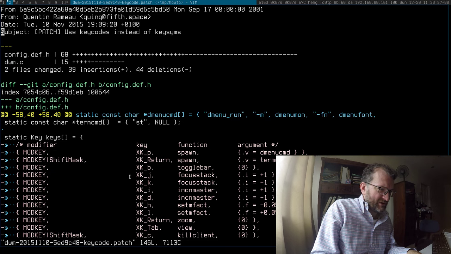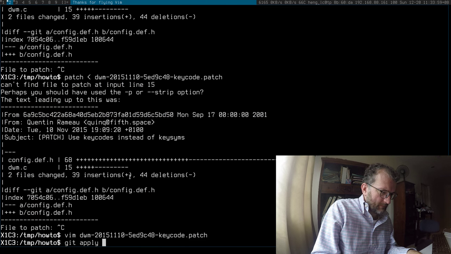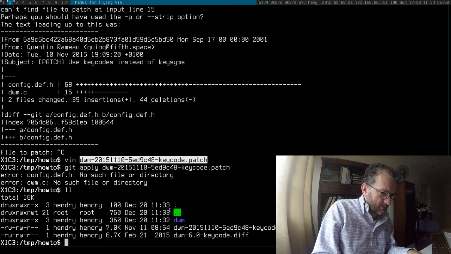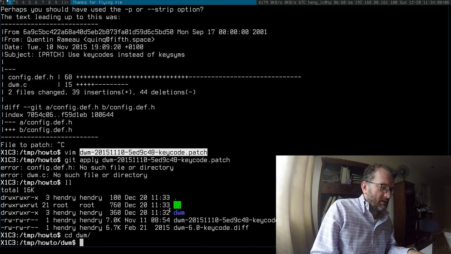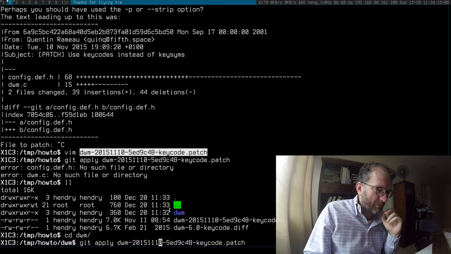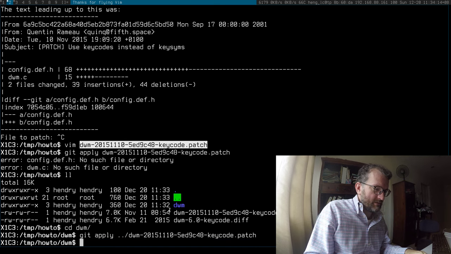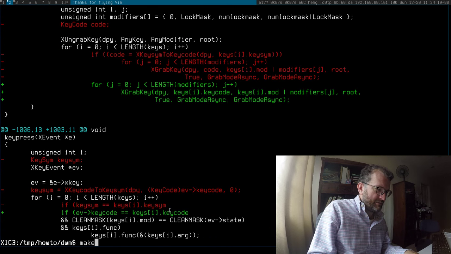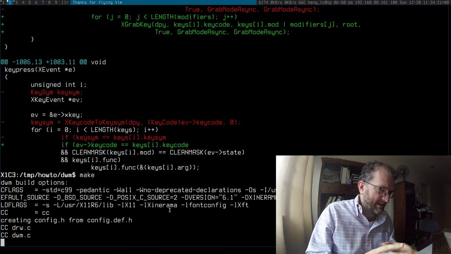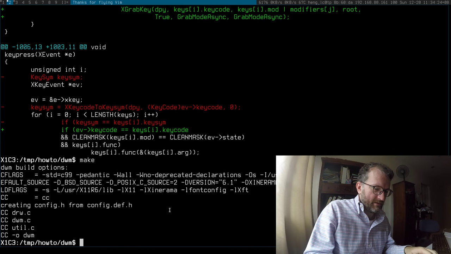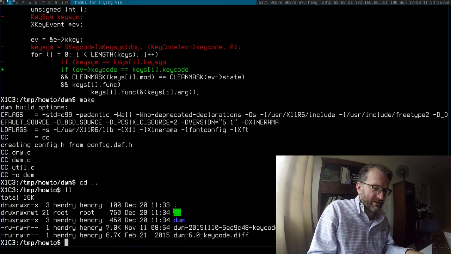That shouldn't be in a patch. No such file or directory. Sorry, I'm being a moron. I was in the wrong directory all the time. So, yeah. That's applied, you make, it's built, that has that particular patch applied. Sorry I took so long there, I was working from the wrong directory.